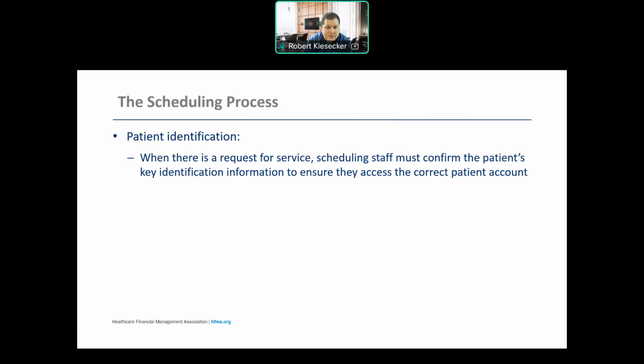Scheduling process. So, patient identification. When there is a request for a service, scheduling staff must confirm the patient's key identification information to ensure they have access to the patient's account. So the first important step in scheduling is identifying the patient. Healthcare information systems maintain a historical database for every patient who has had services within the healthcare system. Critical patient information includes the patient's full name, their date of birth, their gender, possibly social security number.